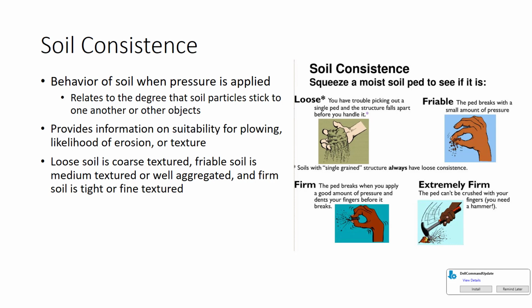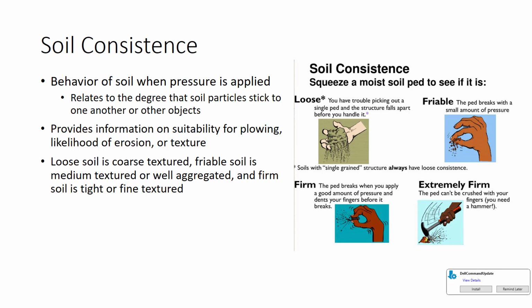Preparing a seed bed for planting is another example. A grower wishes to break apart large chunks of soil to get a fine surface to plant seeds in. It is the consistence of the soil that determines how easily those chunks can be broken down. By rating a soil for consistence, one can infer such information as suitability for plowing, likelihood of erosion, or texture.